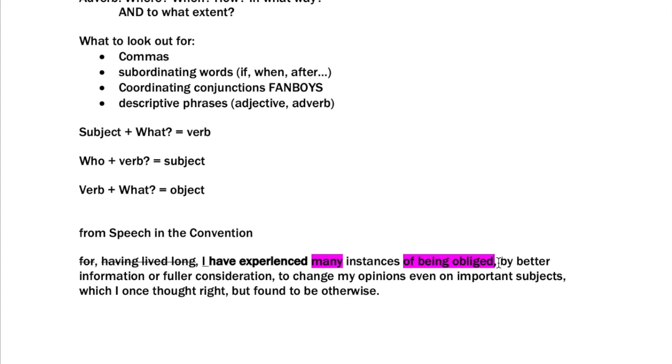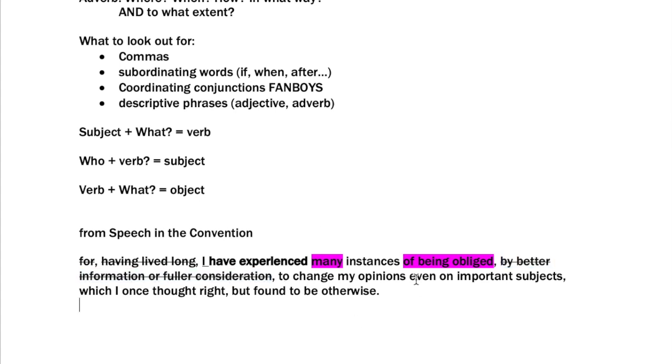Okay. So this is really telling us more about the being obliged part. But it's not necessary. We're going to cross it out. I think it'll help us to better understand the sentence.